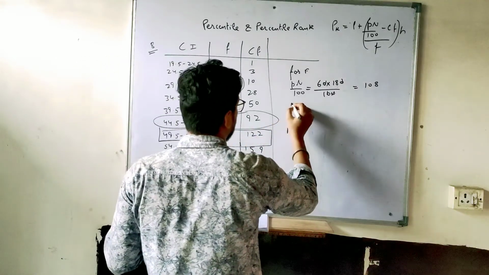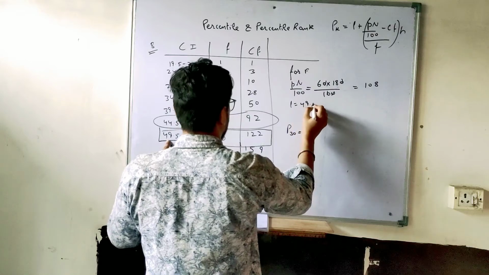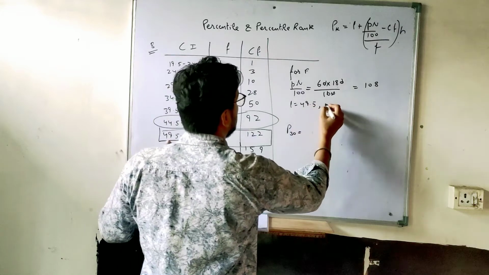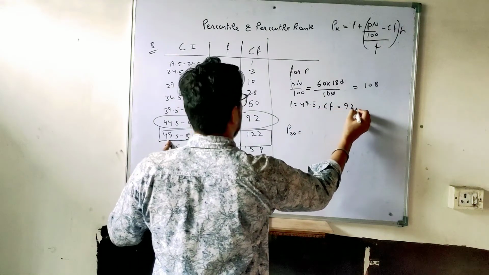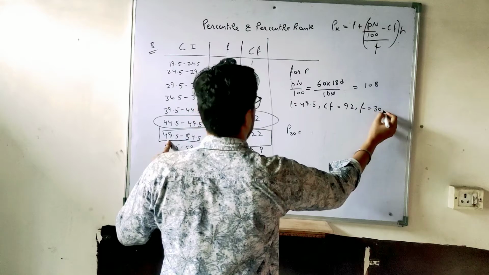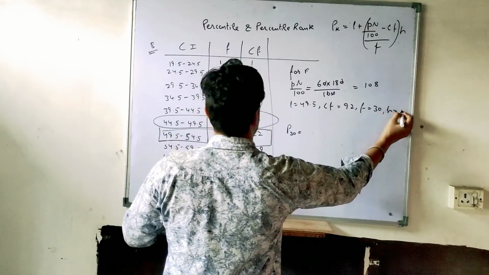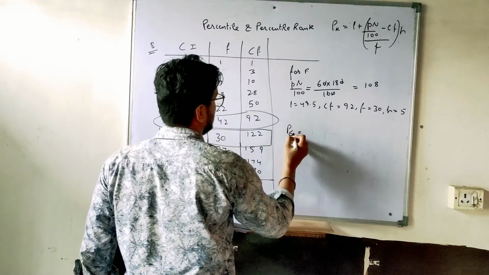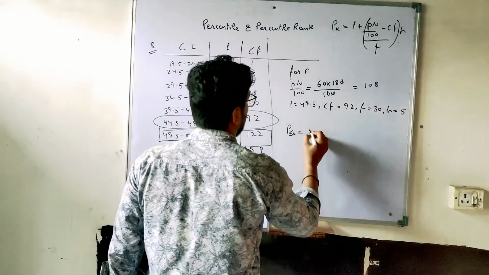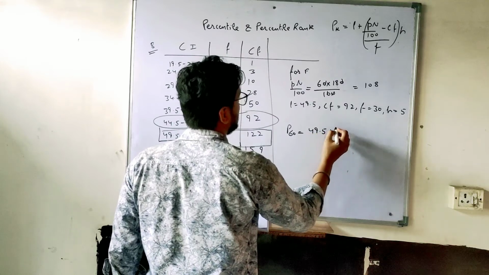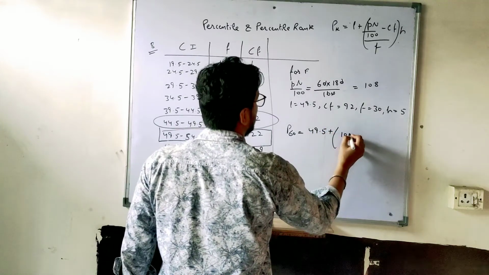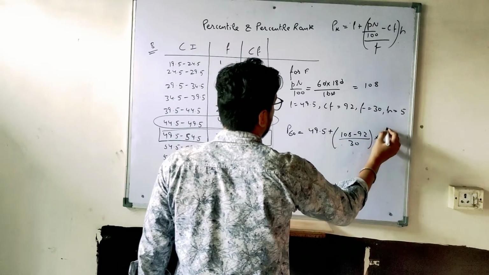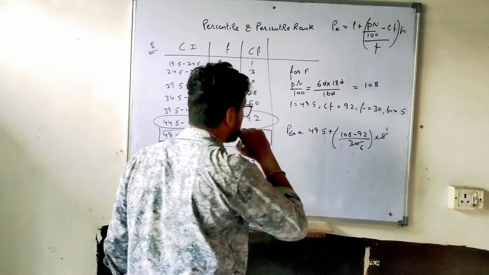So L is equal to 49.5, CF is equal to 92, F is equal to 30, and h is equal to 5. So put the value into this. P60 is equal to L, 49.5, plus 108 minus 92 upon 30 multiplied by 5. That is 1 upon 6 times 108 minus 92.